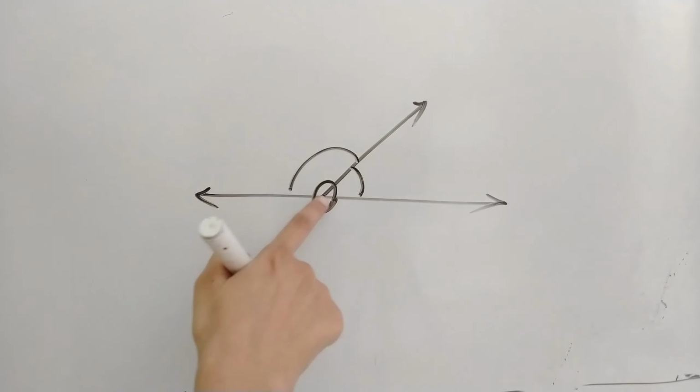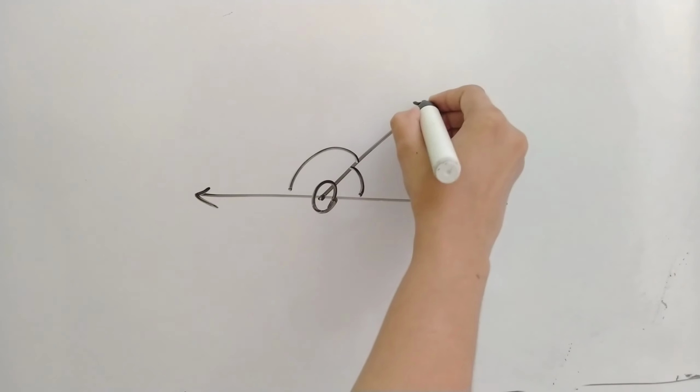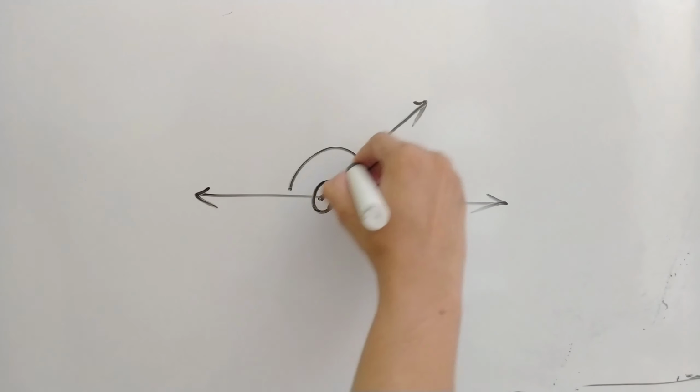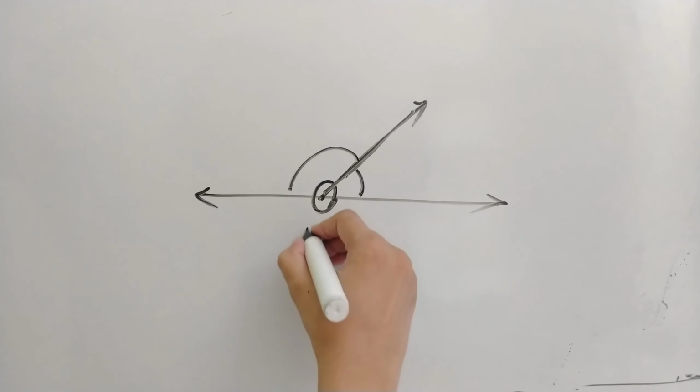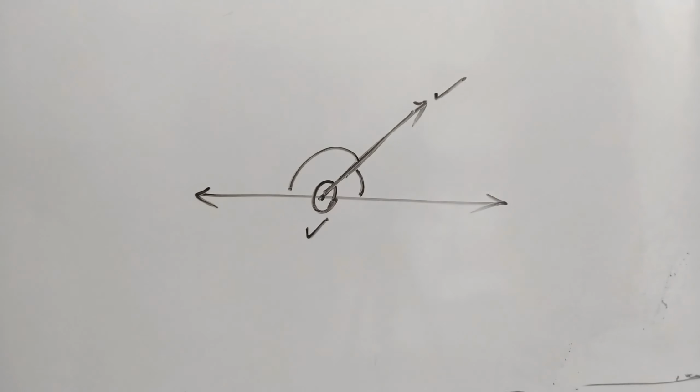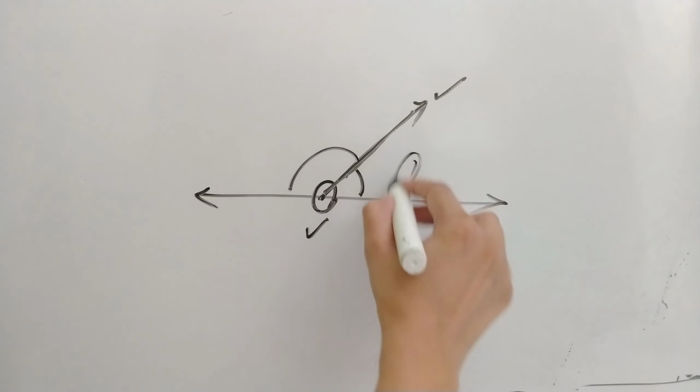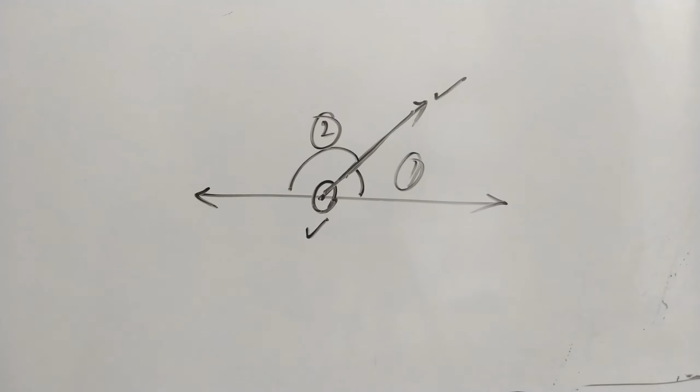The same vertex is included in this angle as well. They will have one common arm. This arm belongs to this angle, and this arm also belongs to this angle. So they have one common vertex and one common arm. That's why angle 1 and angle 2 will be called adjacent angles.